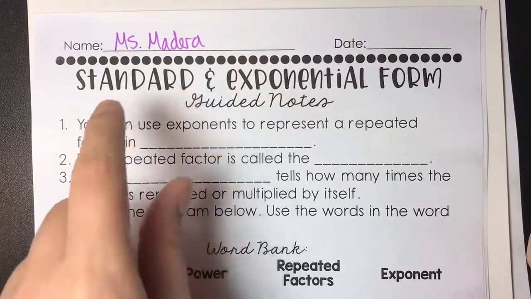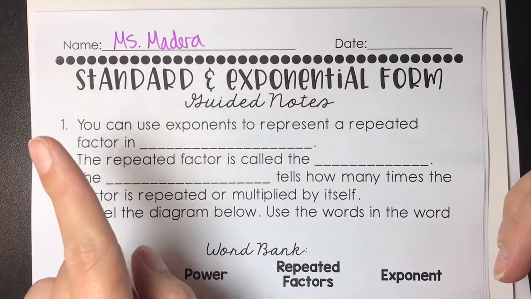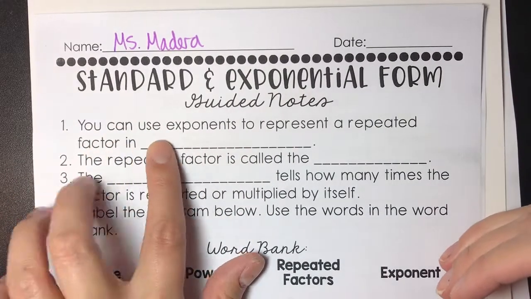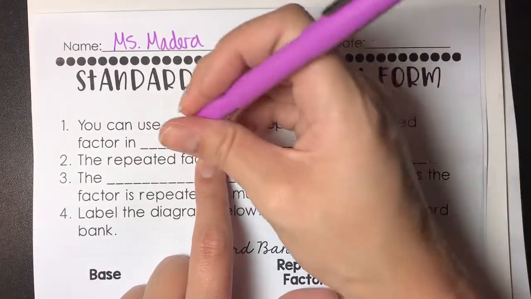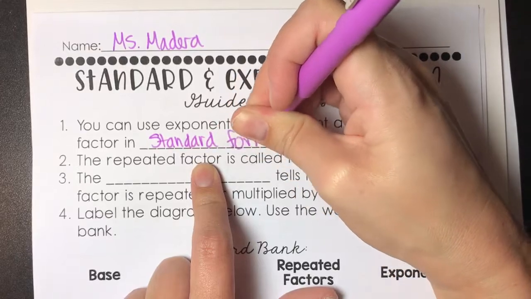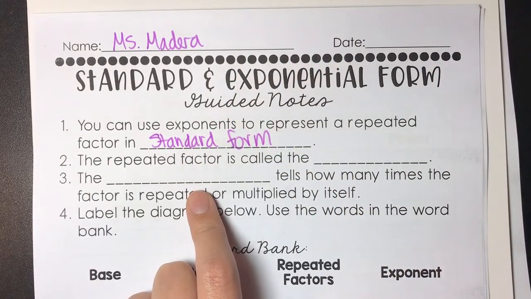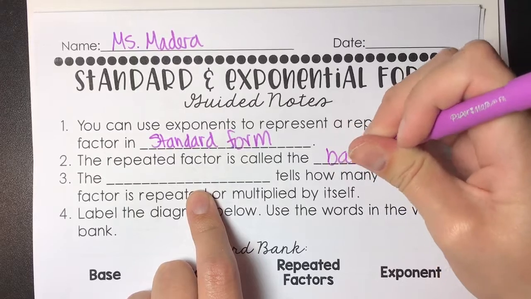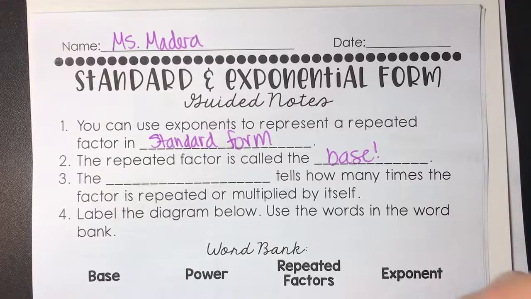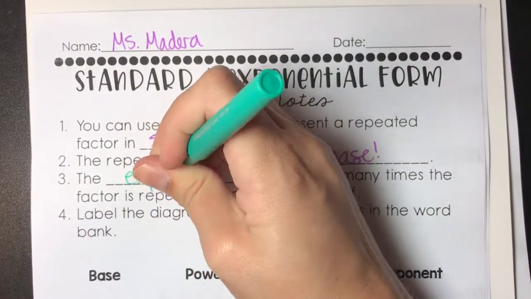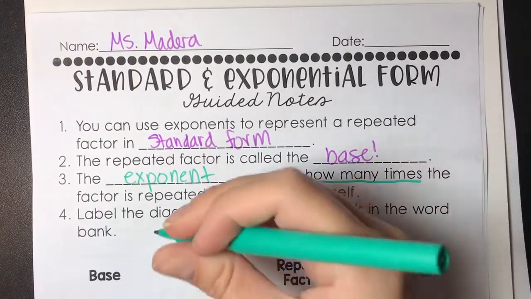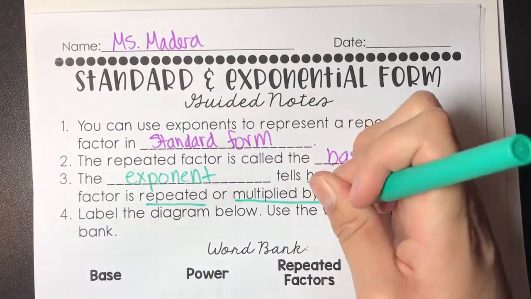That's another tip. Anywho, picking up where we left off, you just finished writing the definition of an exponent and a base. Now we're going to move on to our actual set of notes. You can use exponents to represent a repeated factor in standard form. The repeated factor is called the base, the bottom number. And then the exponent tells how many times the factor is repeated or multiplied by itself.